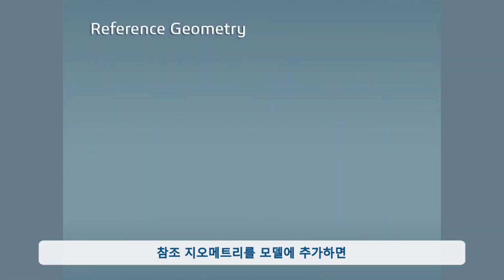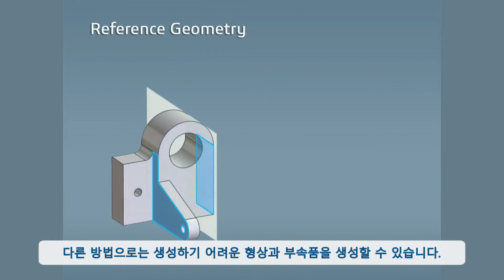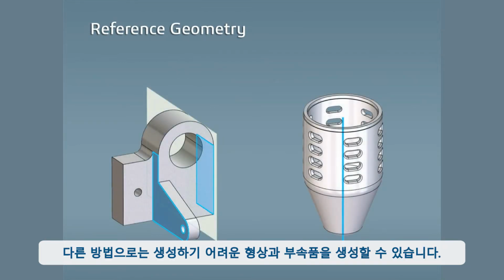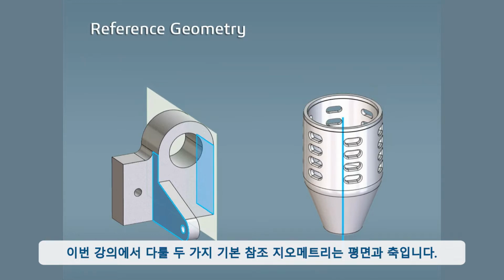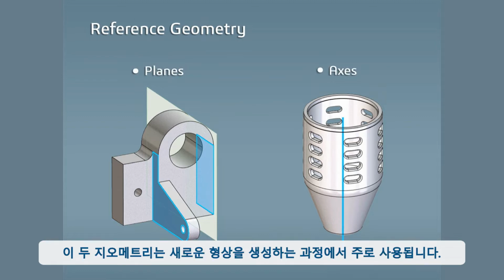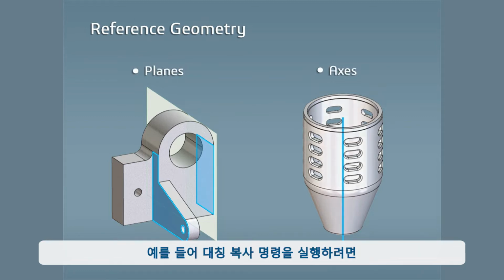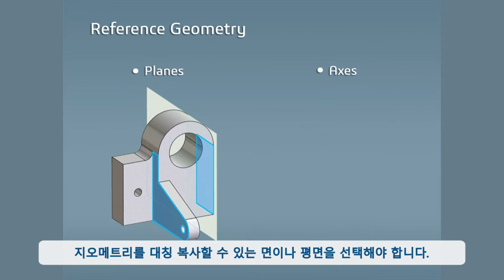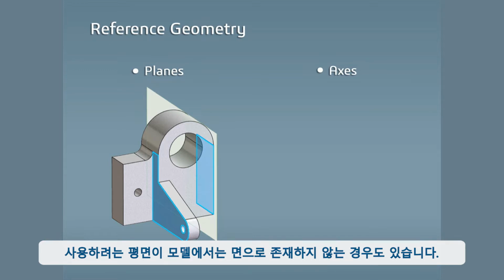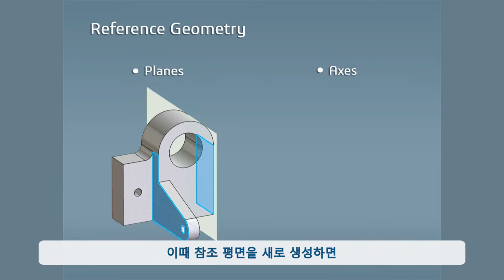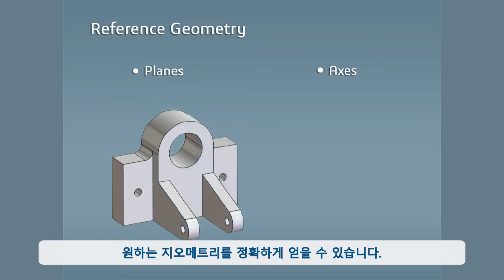Adding reference geometry in your model can allow you to create features and components that would otherwise be difficult to generate. The two primary reference geometry types I'll mention here, planes and axes, are often used in the process of creating new features. For example, the mirror command requires a face or plane as a selection to mirror geometry about. The plane you want to use may not exist as a face in the model, so creating a new reference plane will help you get the exact geometry you want.